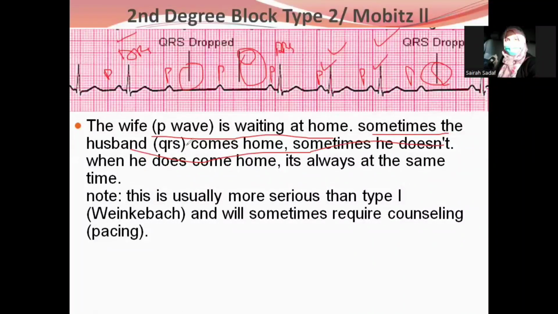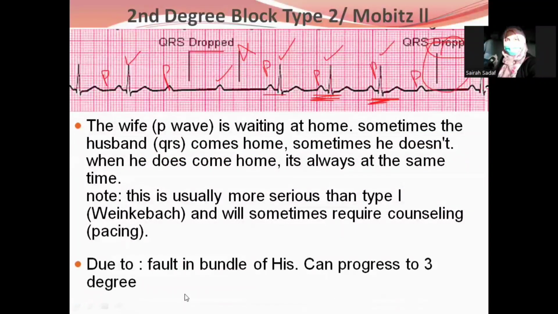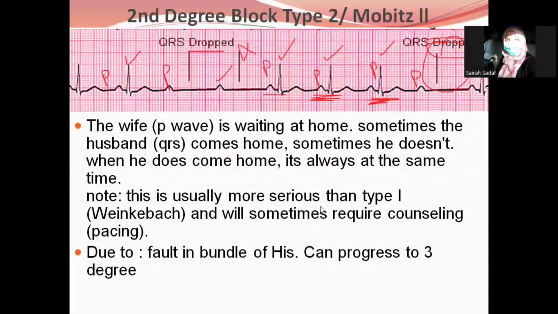Now husband is coming home, and whenever he comes home, he is always on time, and it's a fixed time. Like if he used to come home at 10 p.m. at night, he will keep coming at 10 p.m. at night. But whenever he wants to disappear, he just suddenly disappears. So this is usually more serious than type 1. Of course, it is more serious, and this will sometimes require counseling, pacing, like a marriage counselor needs to be involved.